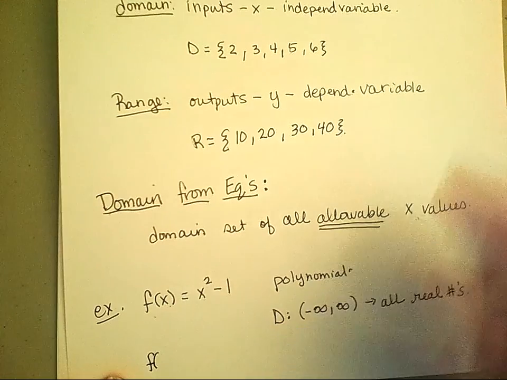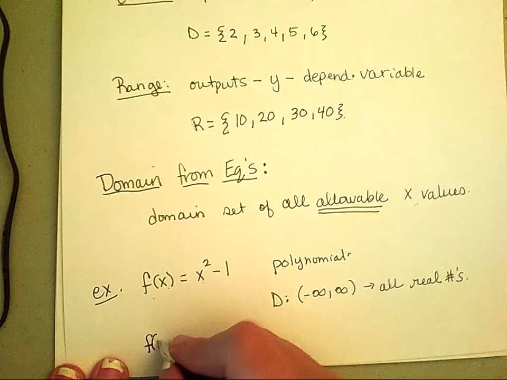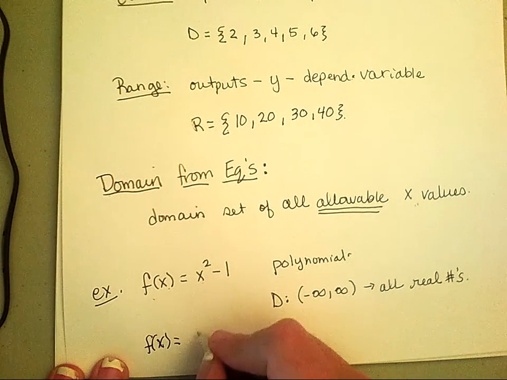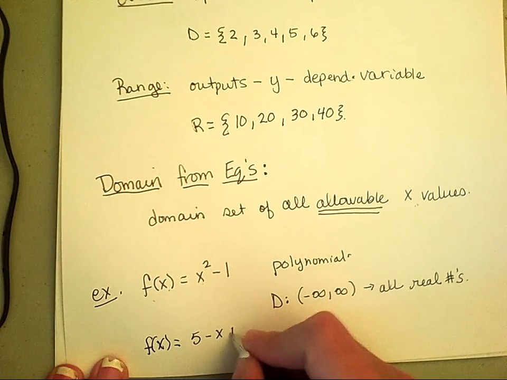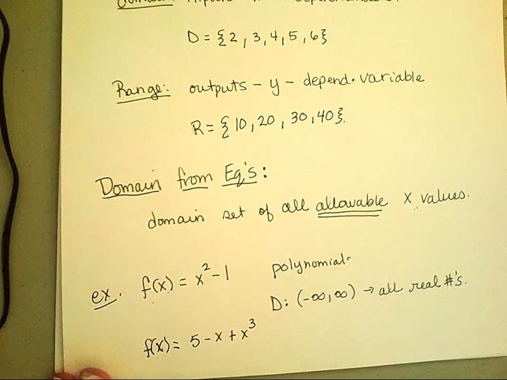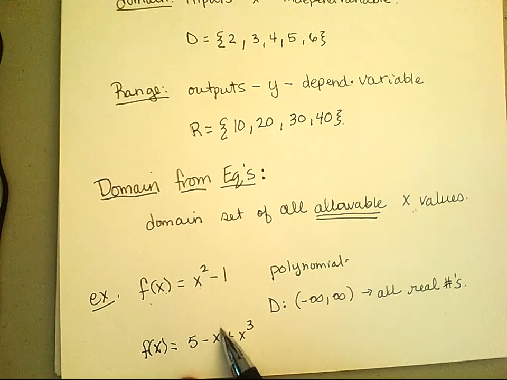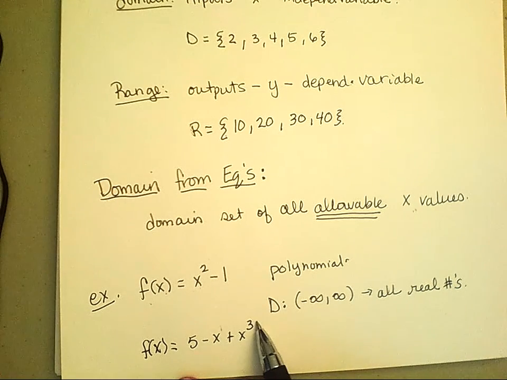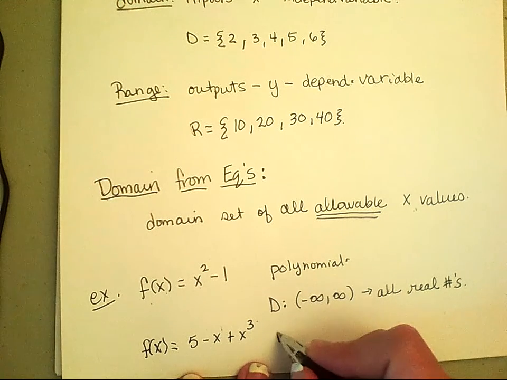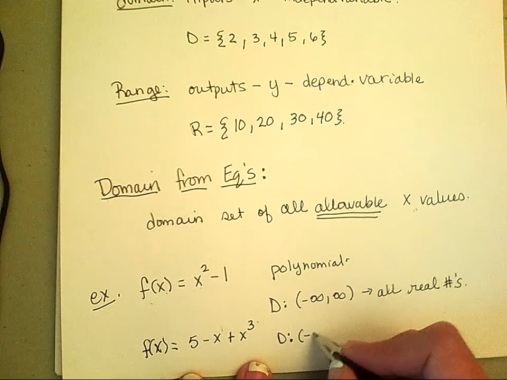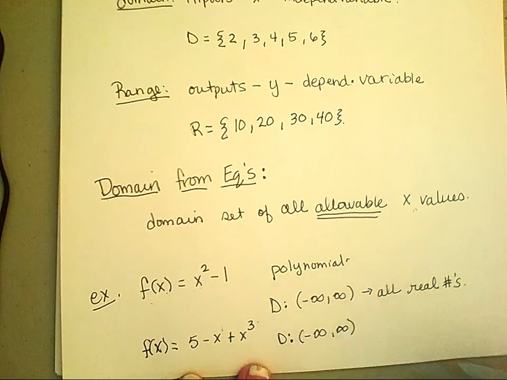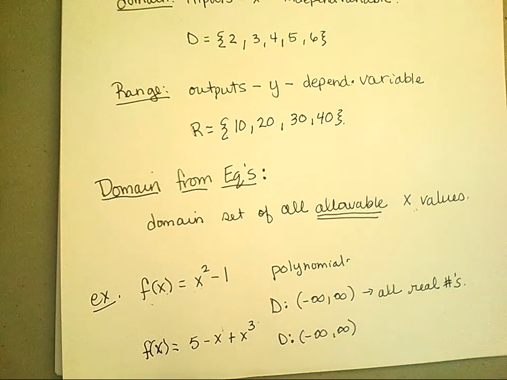Another example, f of x is equal to 5 minus x plus x cubed. Again, this is a polynomial. All values of the exponents are positive and they are integers. So this is also a polynomial, and our domain is all real numbers as well.